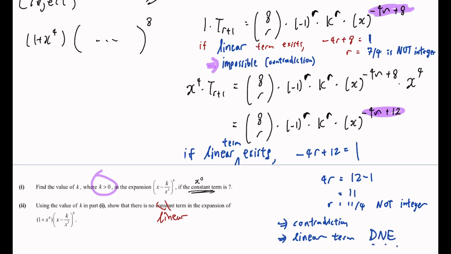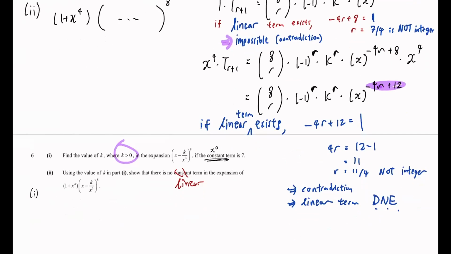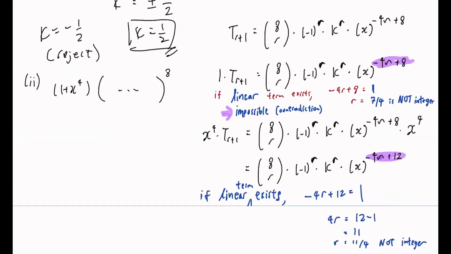Okay? Okay, good. That is part 2 done. Sorry for the mistake with the question. It should be a linear. Constant can still exist. Okay. Let's go on to the next question.